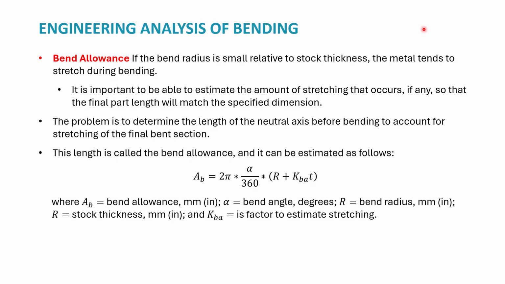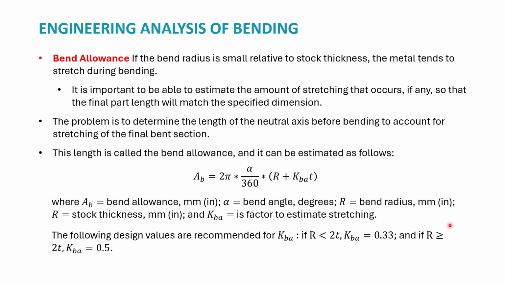The equation for the bend allowance, or AB, is equal to 2 pi multiplied by alpha divided by 360, and then multiplied by the quantity R plus KBA multiplied by T. AB is the bend allowance in millimeters, alpha is the bend angle in degrees, R is the bend radius in millimeters, T is the stock thickness in millimeters, and KBA is the factor to estimate the stretching.